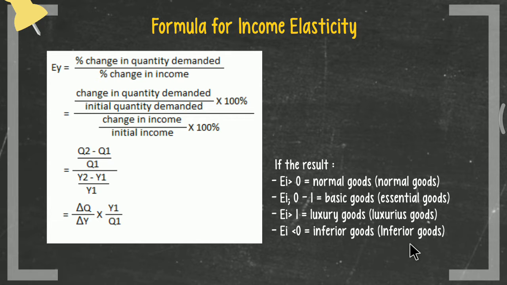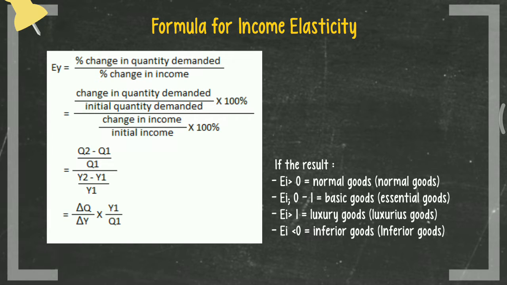If the result of income elasticity is more than 0, that means normal goods, for example television, smartphone, and etc. If the income elasticity is between 0 and 1, that means essential goods, for example rice, coffee, sugar, and etc. And if the income elasticity is more than 1, that means luxurious goods, for example car, gold, jewelry, and etc.